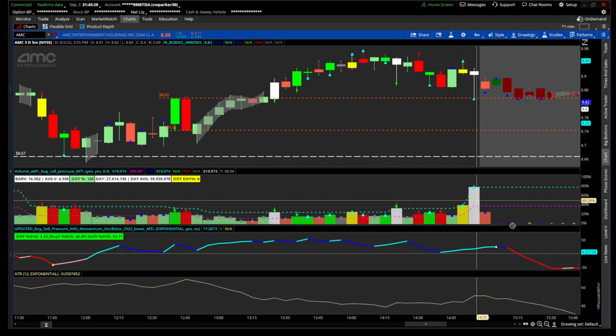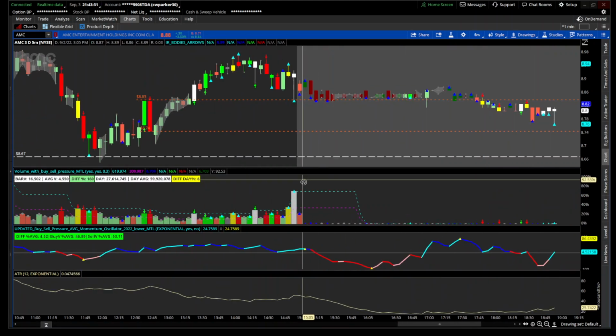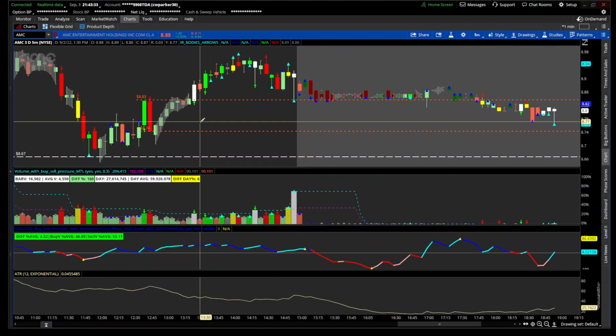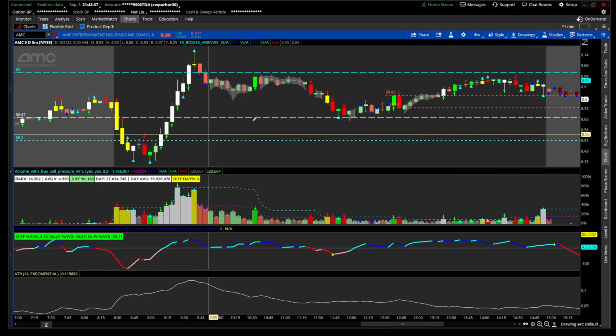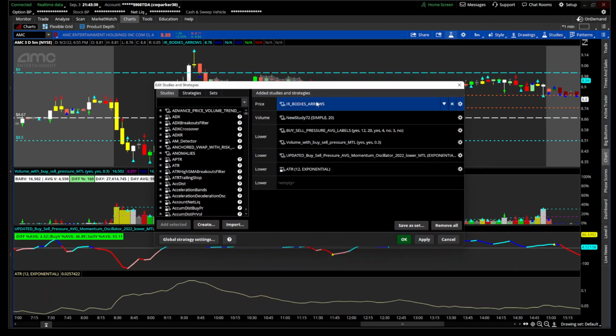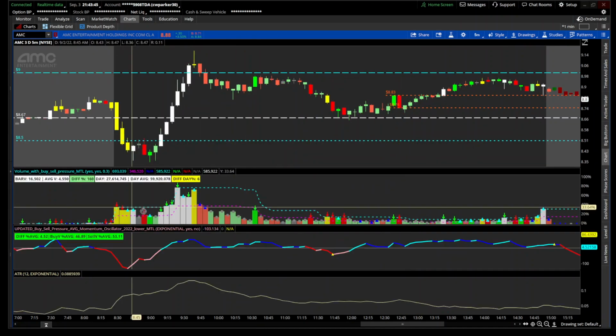And this is everything that I read in Anna Coulling's book. So I just coded it out. And that's basically it for those triangles. And I programmed all that into the irregular bodies. And you can see I'm going to get rid of that. And then we're going to go over the volume right here.